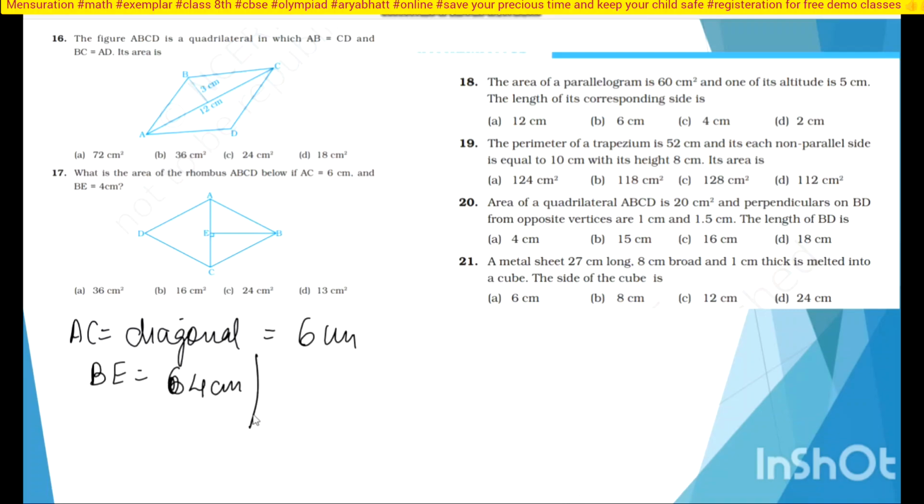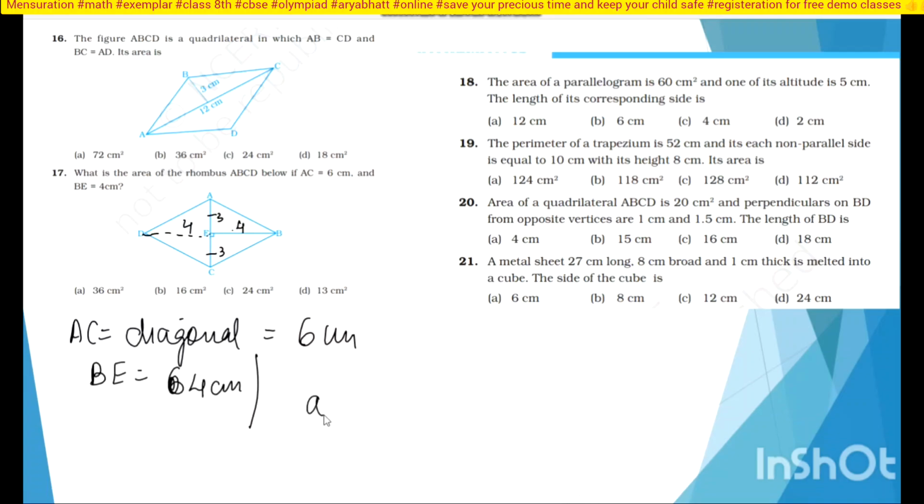Now I know the properties of a rhombus, that the diagonals bisect each other and are perpendicular bisectors. So I know this length and I know this one also. If I extend this, it will join to D. So when they say that this is 6, that means this one is 3 and this one is 3, and this one is already given as 4. So I can easily calculate this distance also, and this distance will also be 4.